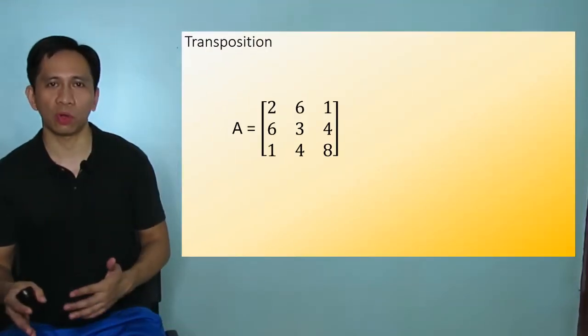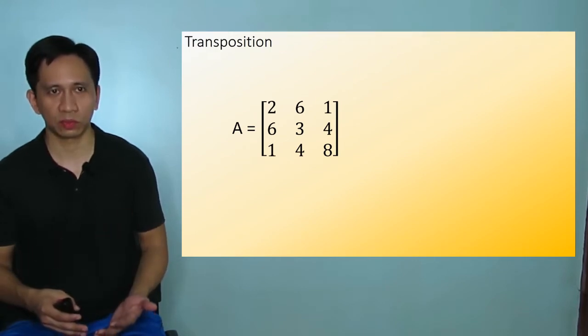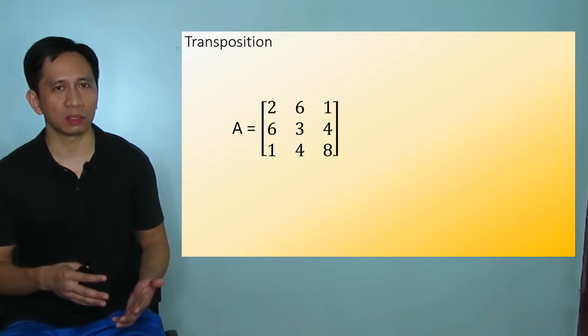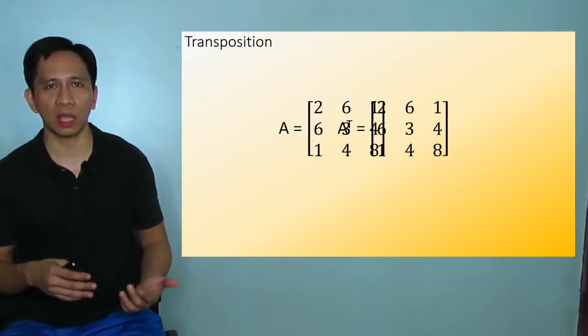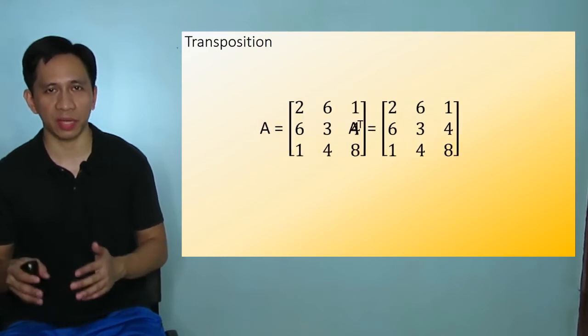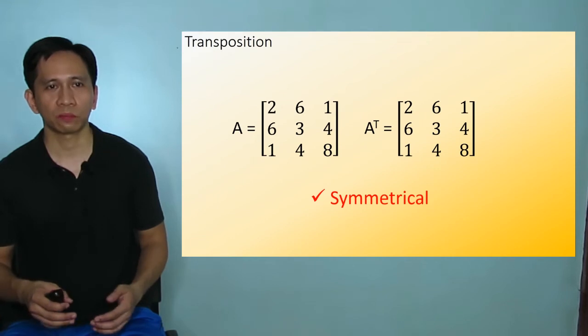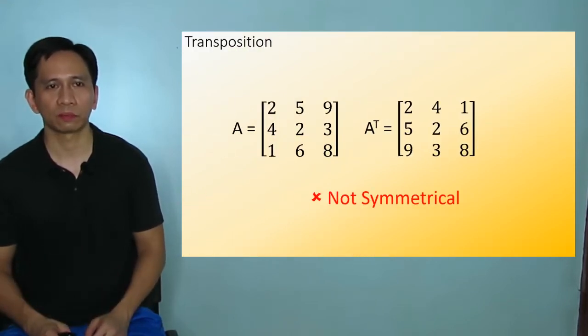Square matrices can also be classified depending upon its form when it is transposed. Let us look at these examples. This is matrix A. This is A transposed. The transpose of matrix A is equal to the original matrix A. This is called a symmetrical matrix, while this matrix is not symmetrical.